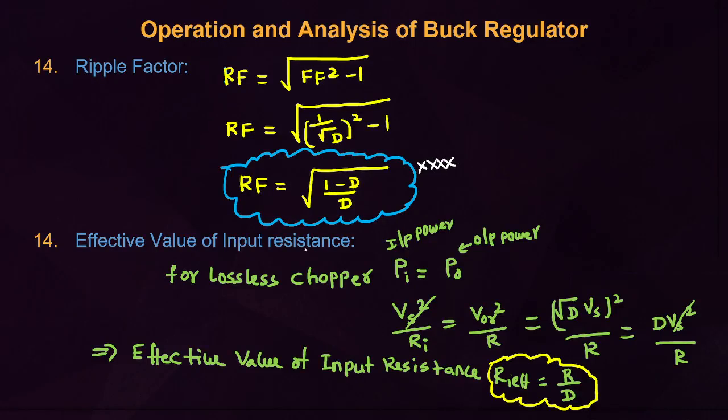Every formula is important. What is the effective value of input resistance? The effective value of input resistance in the case of a buck regulator or step down chopper is R effective equal to R by D. R effective equals R by D. You have to concentrate on that.